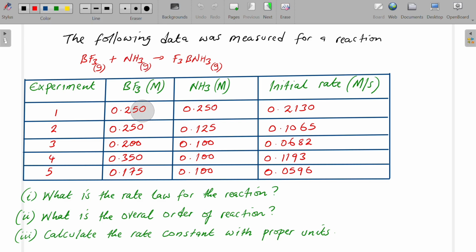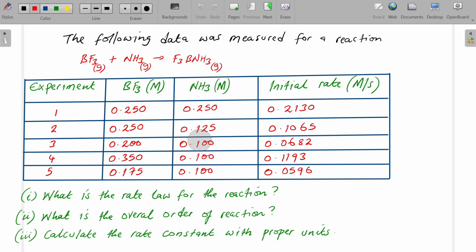So to find the value of X, which is the power to BF3, we need to look at the concentration of NH3, where that concentration of NH3 is not changing, is constant. So we look for two experiments where the concentration of NH3 is constant, and that will help us find the value of X for the BF3, or the order of reaction according to reactant BF3. So to find for this one, we're going to check on the other reactant. We check where its concentration is constant, and then that will help us find for this one, which is BF3.